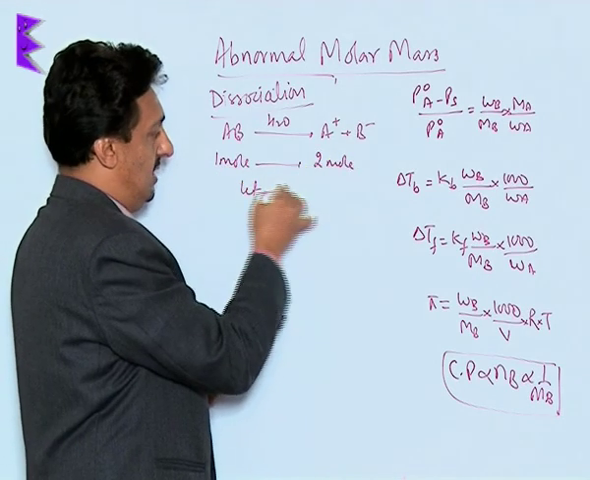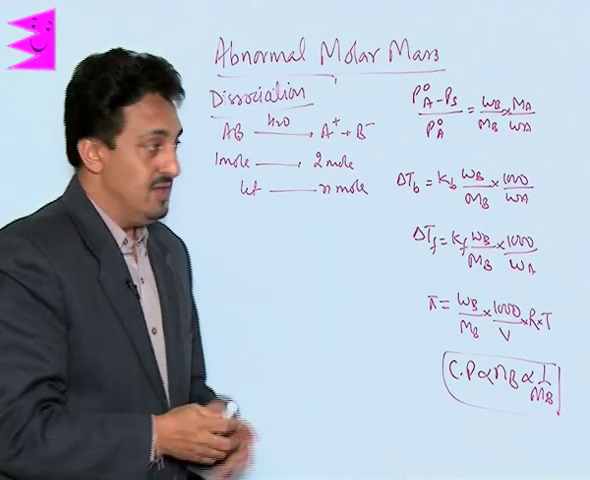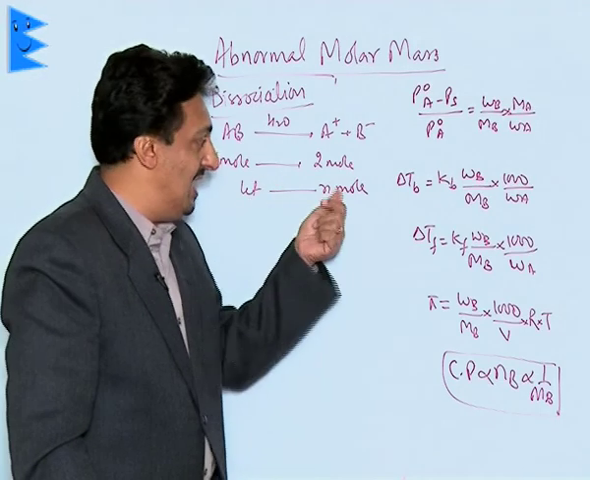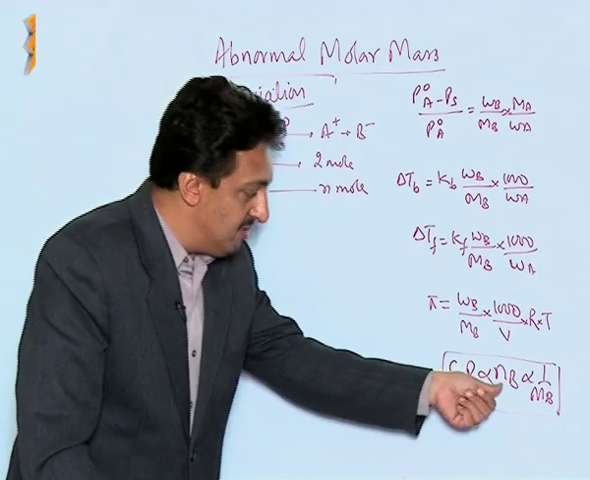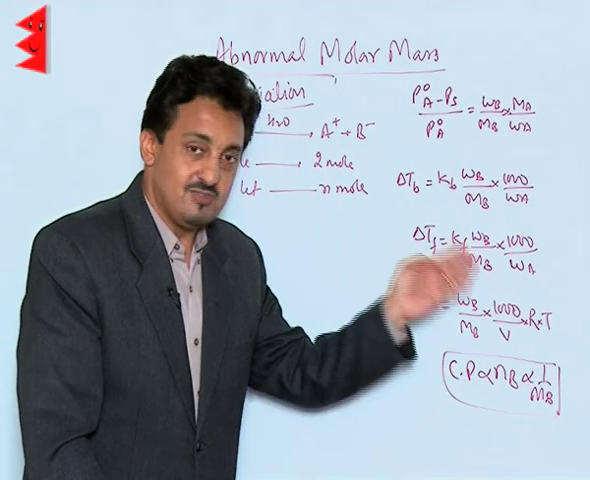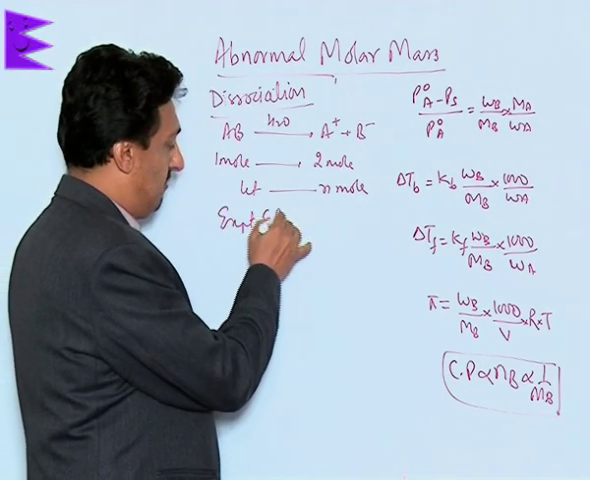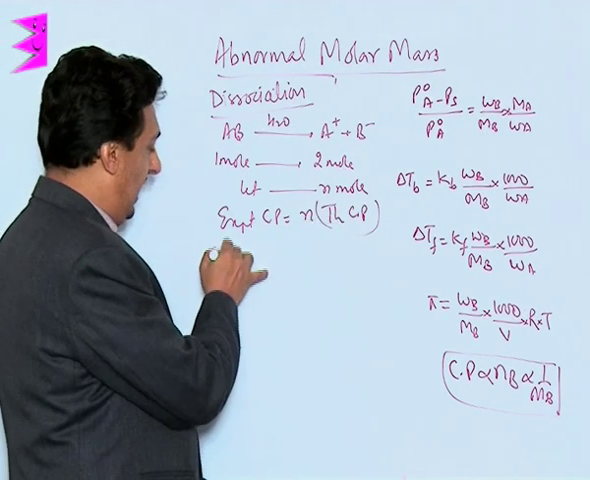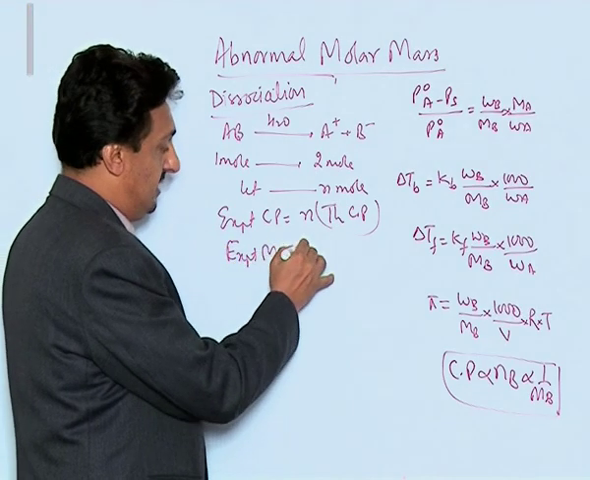Let these be n moles. Once we get n moles, you can clearly make out that the number of moles experimental are n times the one which we assumed. So once the number of moles is n times, the colligative property will also become n times and the molar mass becomes divided by n. So what we get is that the experimental colligative property will be n times the theoretical colligative property, and the experimental molar mass will be what?